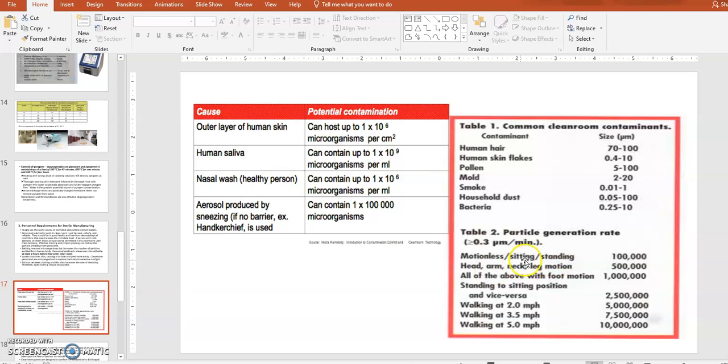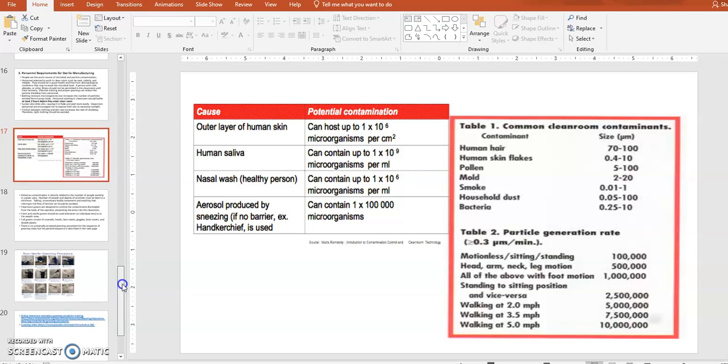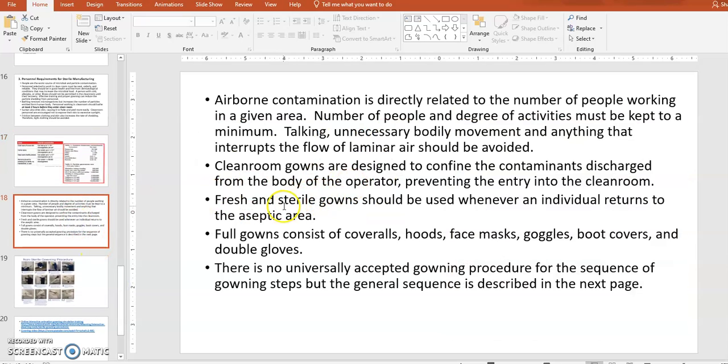Particle generating rate: sitting, stationary, not much moving, 100,000. Head, arm, neck, slow motion, 500,000. Foot motion, standing to the sitting position, a million particles. Walking, wow, 5 million. Walking at 5 miles per hour, 7.5 million. So see, activities will increase the amount of shed that's happening from your body.